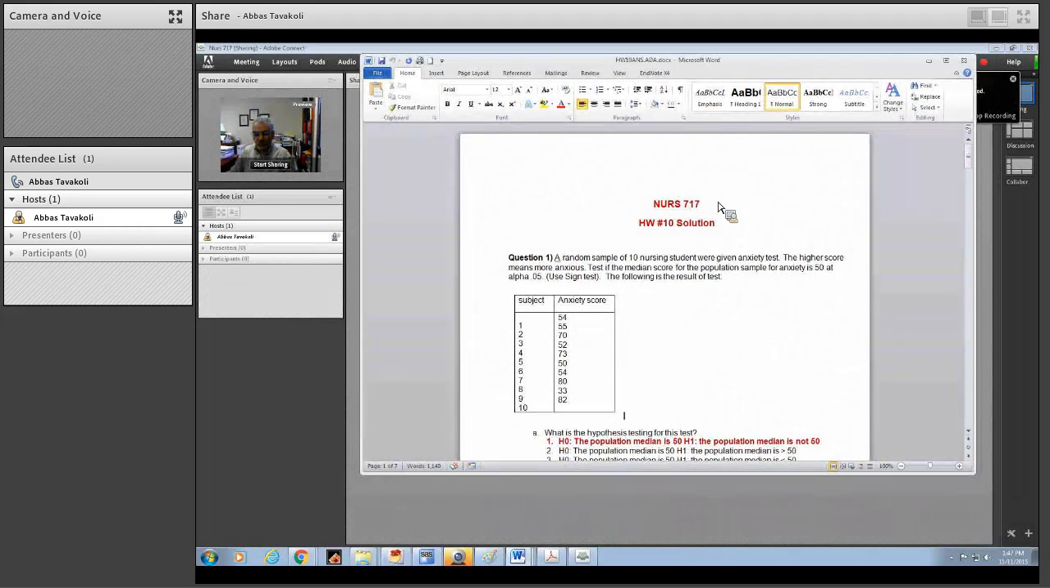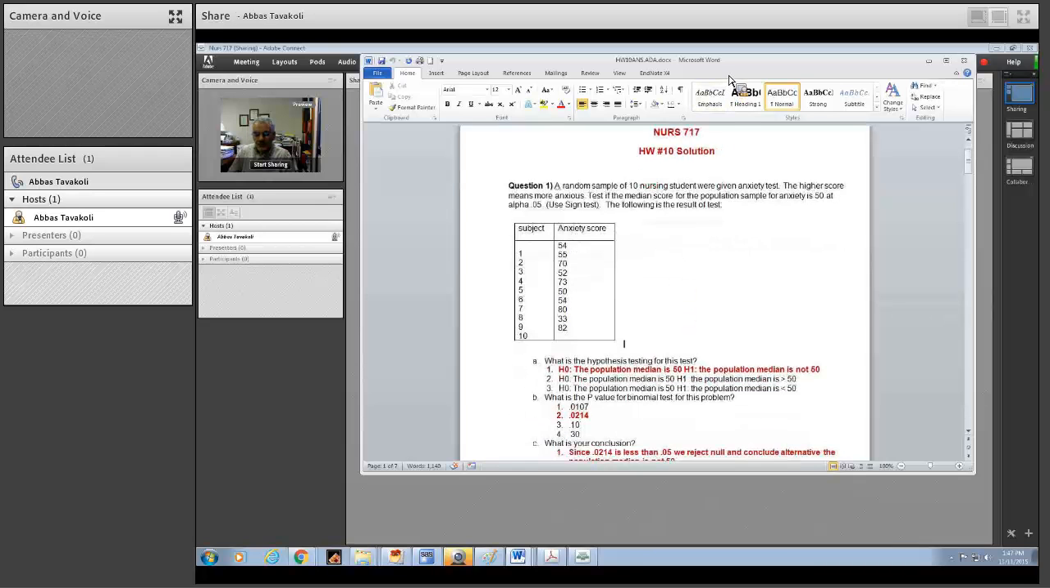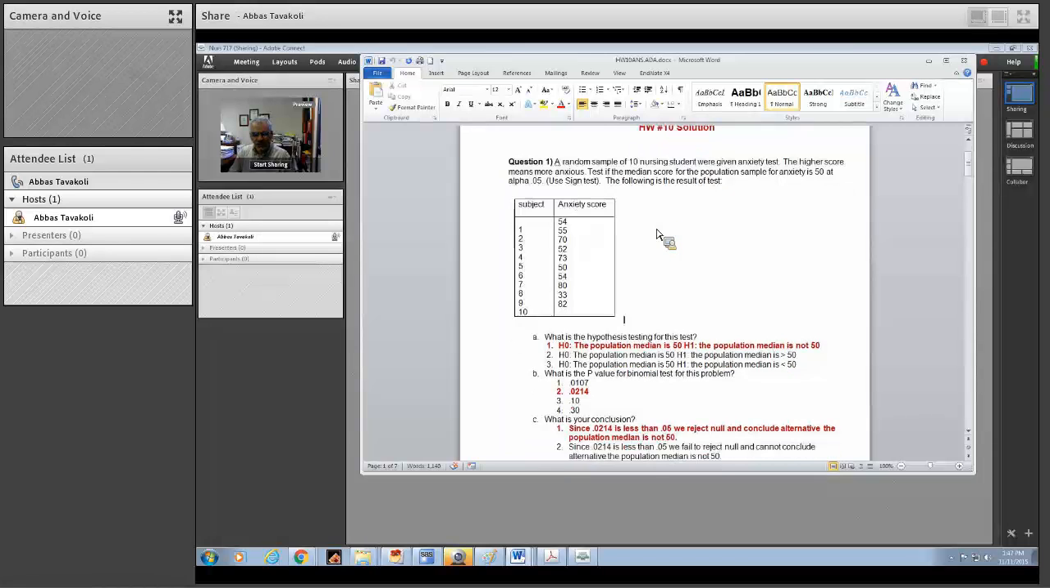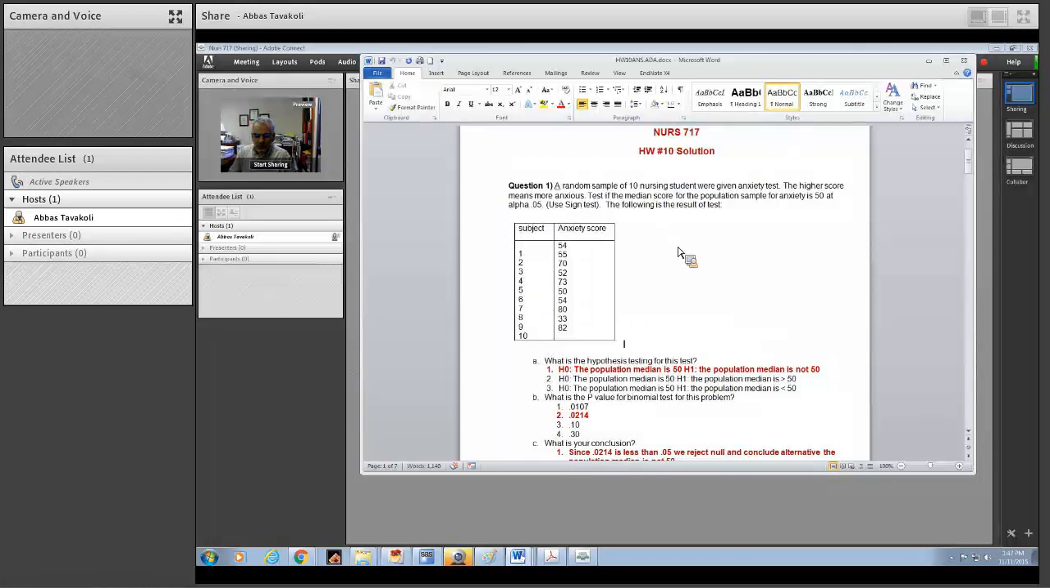Number 10 was non-parametric tests, and there is a little bit of a difference in terms of calculation, and it is a little bit harder than parametric tests sometimes. Sometimes we have some difficulty calculating, mostly based on ranking. So let's look at problem one.